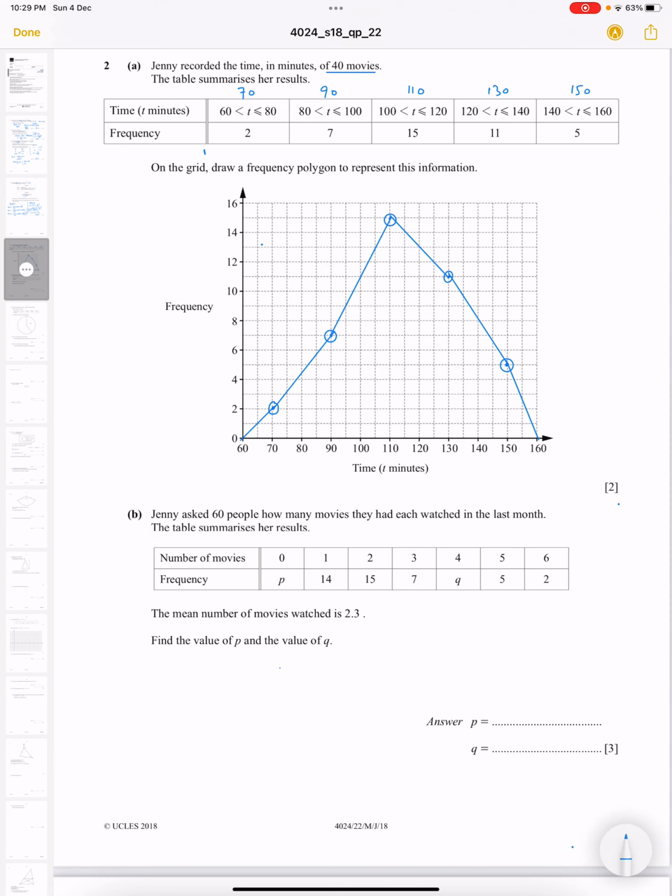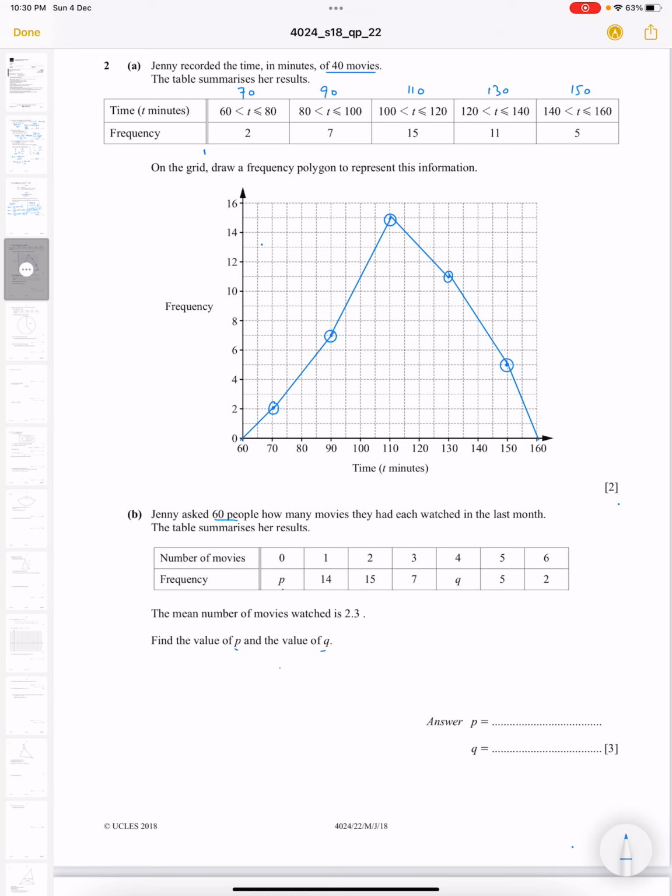Let's move to the next part now. Jenny asked 60 people how many movies they had each watched in the last month. The table summarizes her results. Here we have the number of movies 0 and frequency P, and the whole frequency table has been made here. The mean number of movies watched is 2.3. Find the value of P and the value of Q.